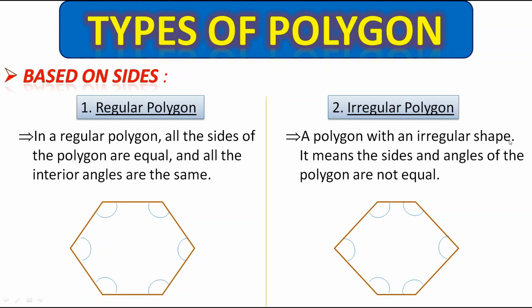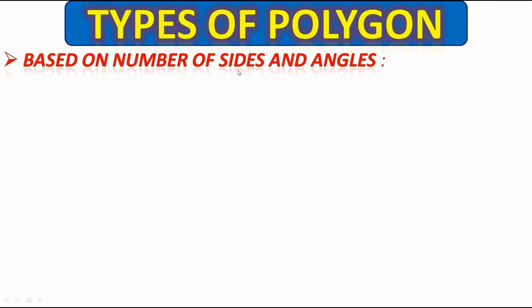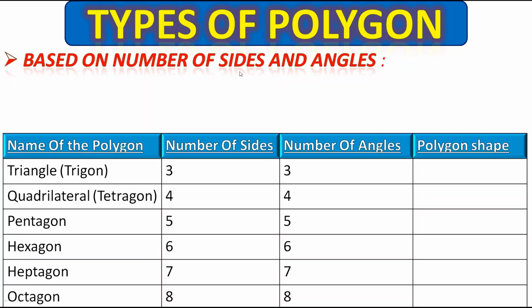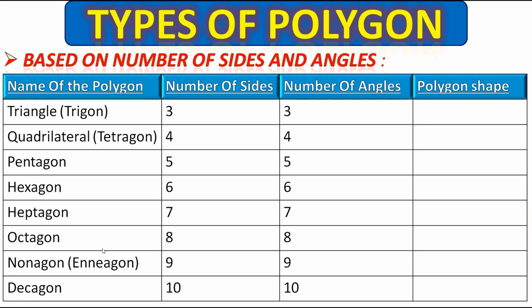Now let's see the types of polygon in terms of the number of sides and angles. There are so many types. The first one is the triangle. It can also be called a trigon. It has 3 sides and 3 angles, and it looks like this. I think you all know about the triangle. Next comes the quadrilateral, or tetragon. It has 4 sides and 4 angles, and it looks like this. Next comes the pentagon. It has 5 sides, 5 angles, and it looks like this.